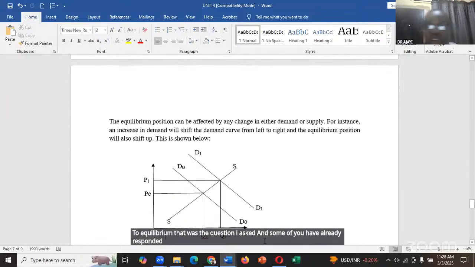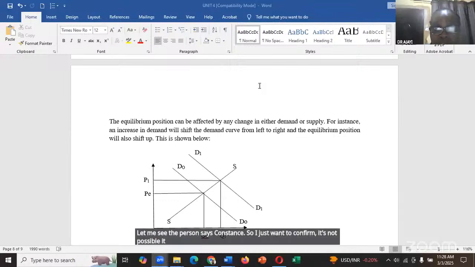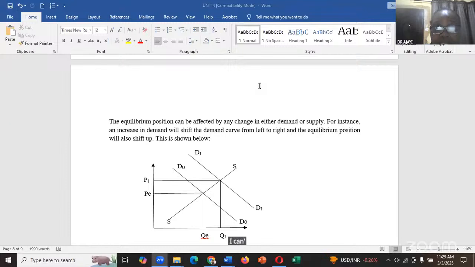But I saw someone's response that says that we have constant equilibrium. I just want to confirm what exactly that person's response was. Let me see, the person said constant. So I just want to confirm it's not possible for it to be constant, because definitely I can't find that person that says.